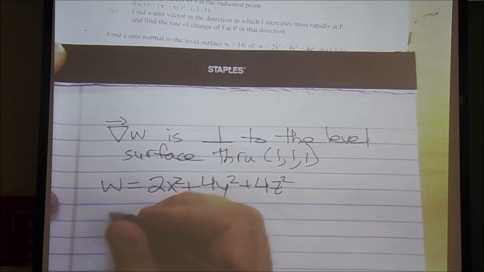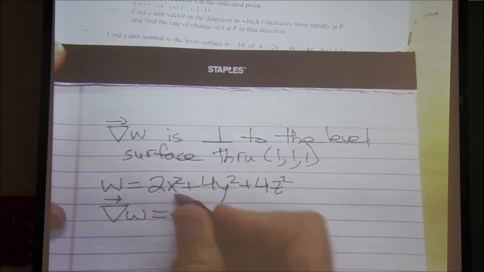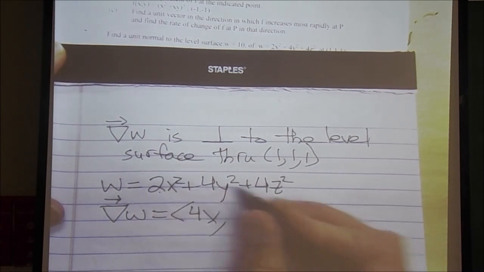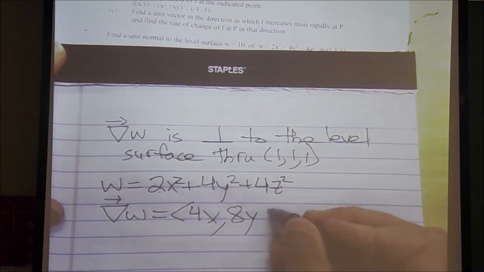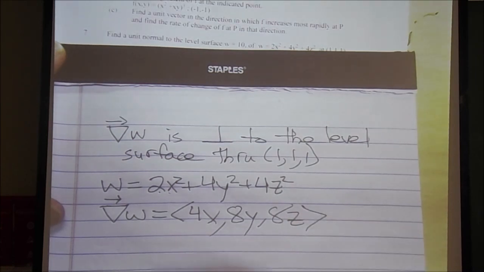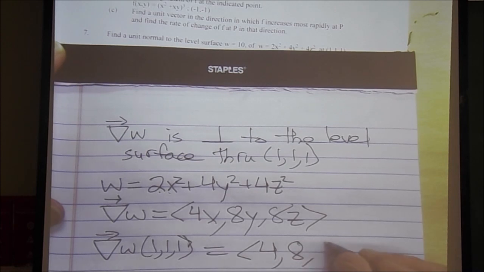So the gradient of w then is the partial with respect to each of the variables. Partial with respect to x is 4x plus 0 plus 0. Partial with respect to y is 0 plus 8y plus 0. Partial with respect to z is then 0 plus 0 plus 8z. So there's the gradient, and if I take the gradient of w at the point 1, 1, 1, I get the vector 4, 8, 8.